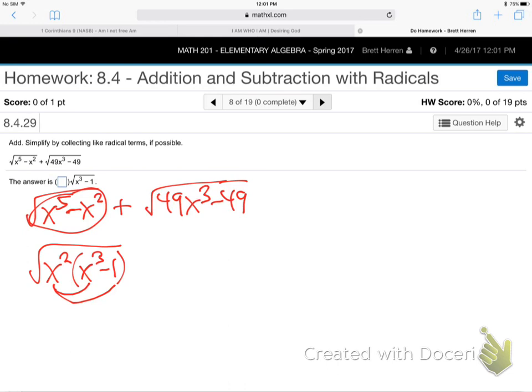Now what about the other one? What's the GCF for the other one? 49. Like that? That good? So you could, remember taking out the GCF? See what you did there.